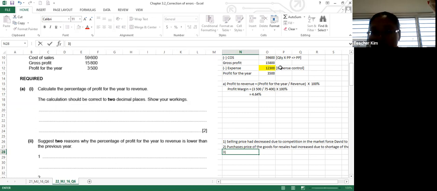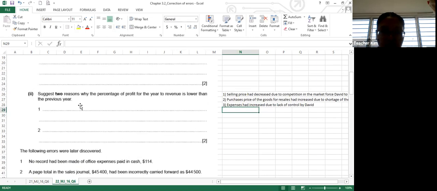Yeah, expenses, because this one is lesser compared to last year, they mean expenses has increased. So expenses has increased due to control by.